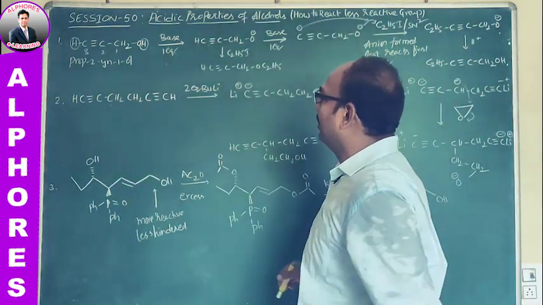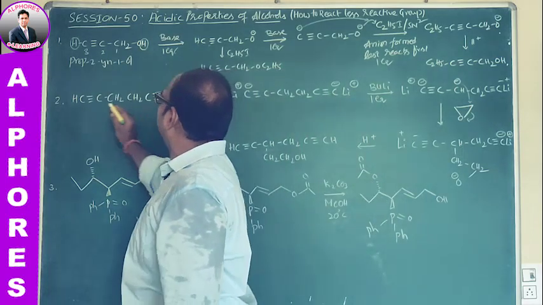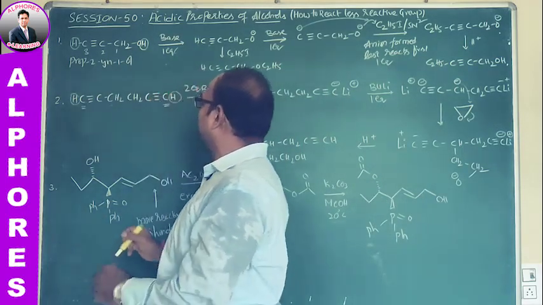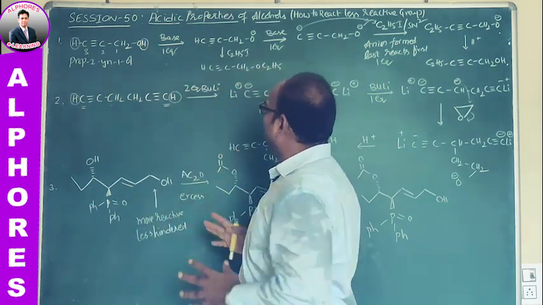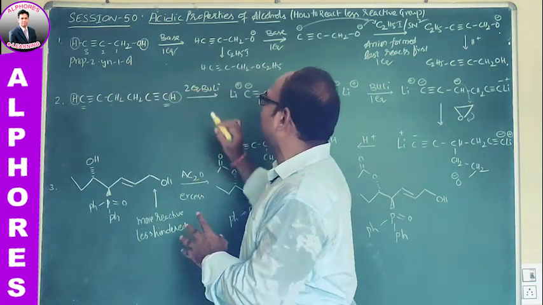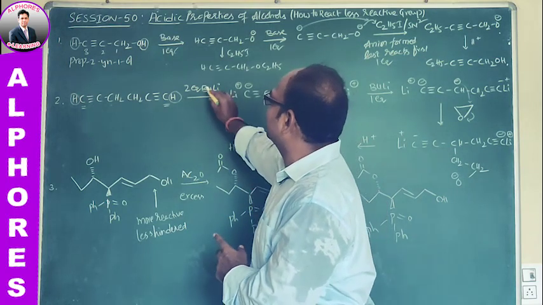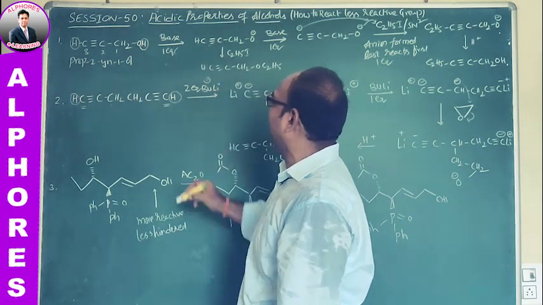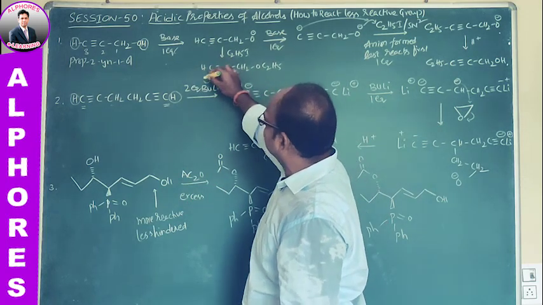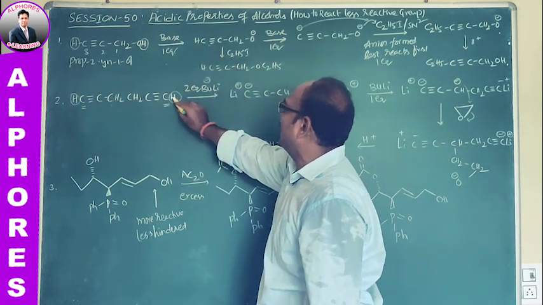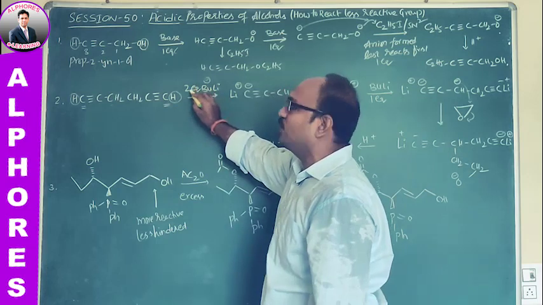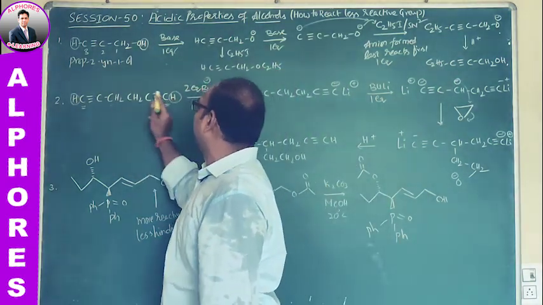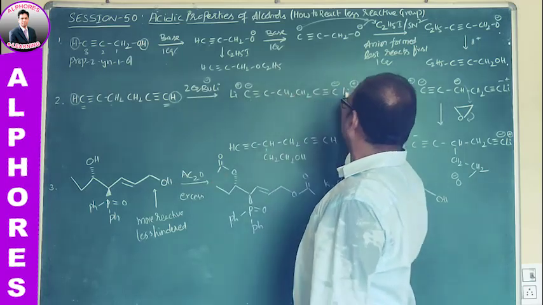Let's come to the second one. Here both carbons are triple bond carbons, and the triple bond carbon-containing hydrogen is acidic, as we know. When we use two equivalents of butyl lithium, which is an organometallic compound, we get a butyl carbanion, which is a strong base. Being a strong base, it abstracts protons. Because we are using two equivalents, it can abstract protons from both carbon atoms, and then we get this product.